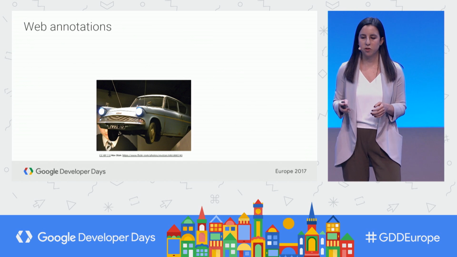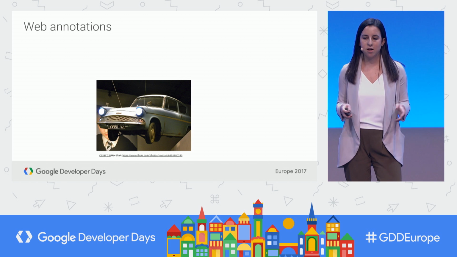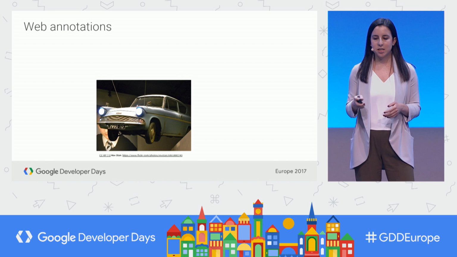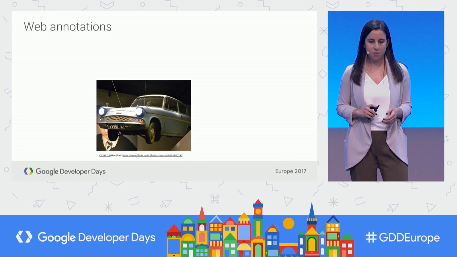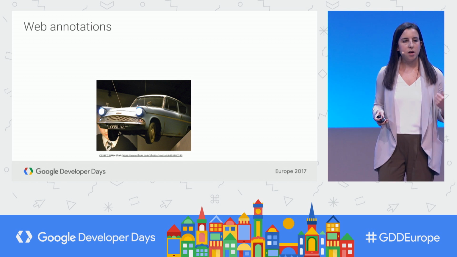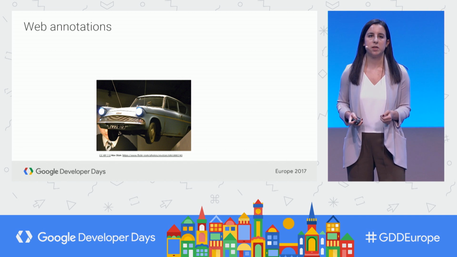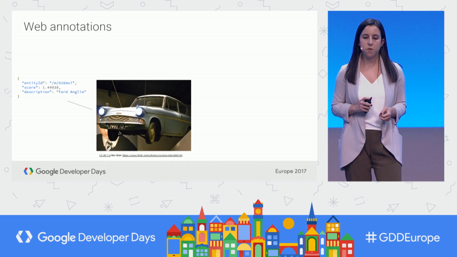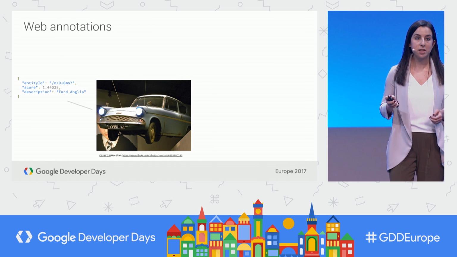So I want to focus a little more on the web annotations endpoint. And to do that, I have this image of a car. It's not just any car. It's a car from the Harry Potter movies. I'm a big Harry Potter fan. And it's on display in a museum. So this is a car from the second movie. And I wanted to see what entities the web annotations endpoint was able to find. So the first one it found was that this was a Ford Anglia, which is indeed the correct model of the car.